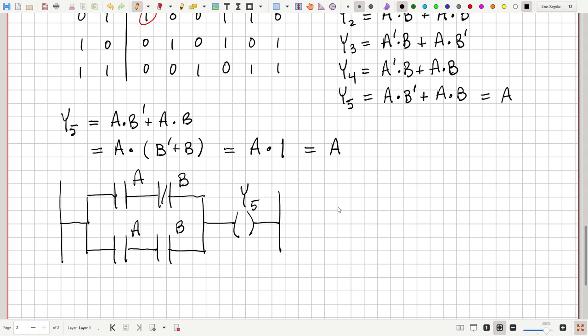So we could just implement this much simpler, like so. It's one of our basic single contact circuits. Here's Y5. And that's A. Well, this is a much simpler circuit than that. So if I was going to build this, I'd rather build this than that. Okay? Fewer components, simpler, probably lower cost, etc. This illustrates the idea of what we call logic function minimization.